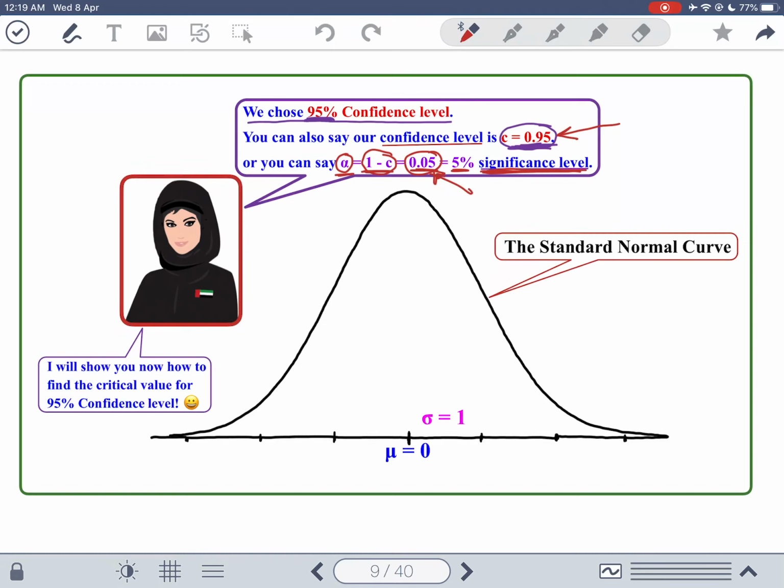So in order to solve this question, the first step that Leonids will do is this. Now she's telling you, I will show you how to find the critical value for a 95% confidence level. Pay attention to Leonids now. What she wants to do is find the two z-scores from the standard normal curve, where mu is 0 and sigma is 1. She's trying to find these two points that are symmetric around the mean of the standard normal curve, so that the area between the two is 95%.